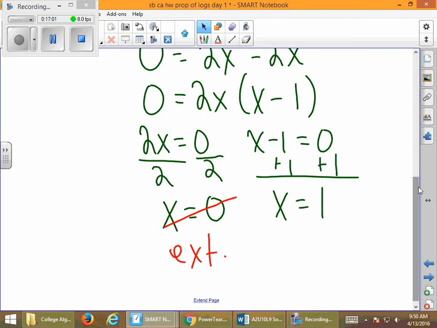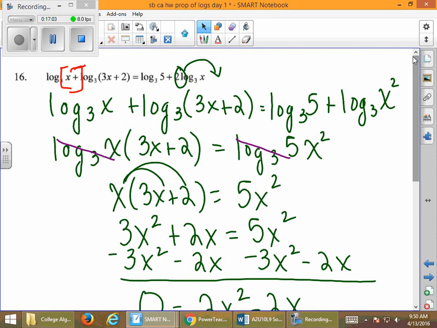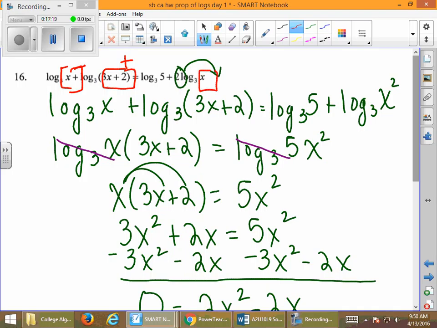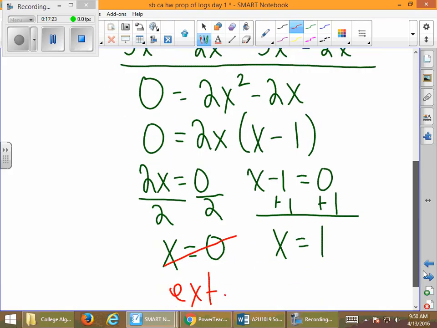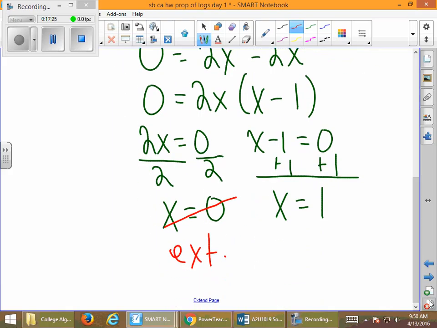But when we put the 1 back in, 1 is positive. 3 times 1 is 3 plus 2 is 5. It is positive. We don't have to do anything here with the 5. It's already positive, and we already determined that 1 is positive. So our solution to this problem is only 1.